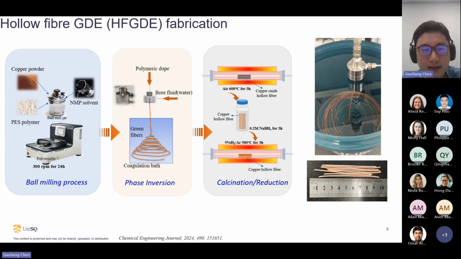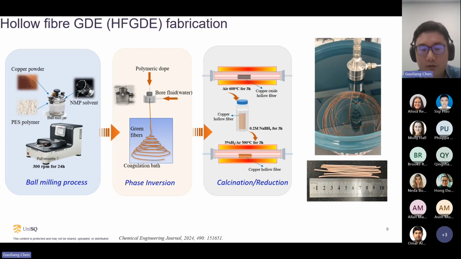We put all these things together into a ball mill jar and ball mill at a low speed, 300 RPM, for 24 hours. We can get a very homogeneous polymeric dope. Once this dope is ready, we put it in an extruder. NMP is very unique: when it comes in contact with liquid, it spontaneously solidifies, not only on the outside, but when this dope contacts water, also on the inner side.